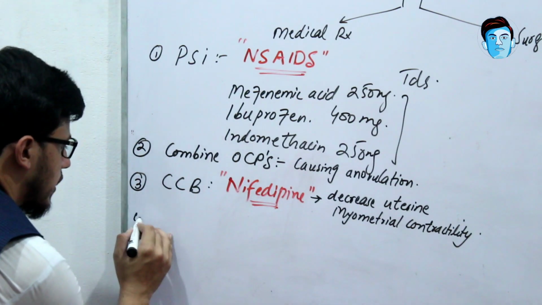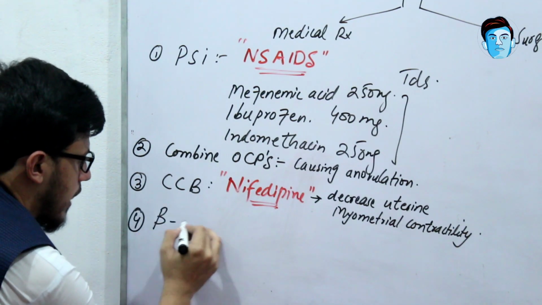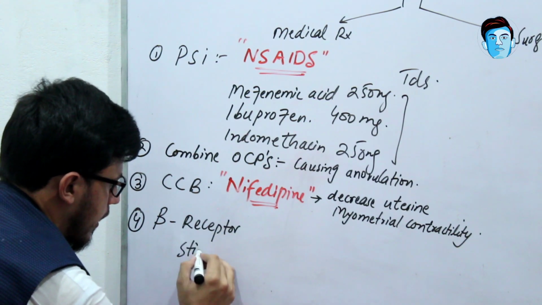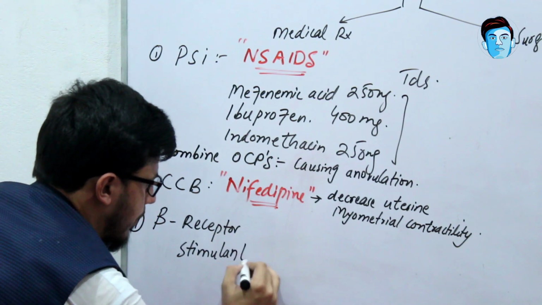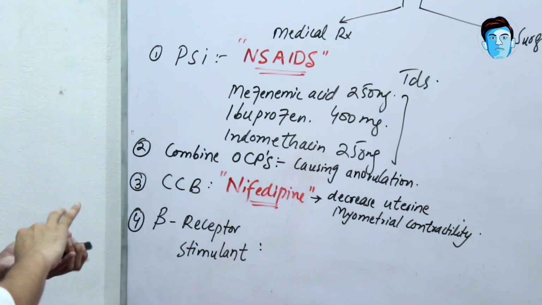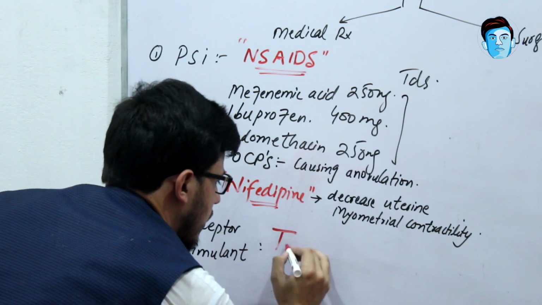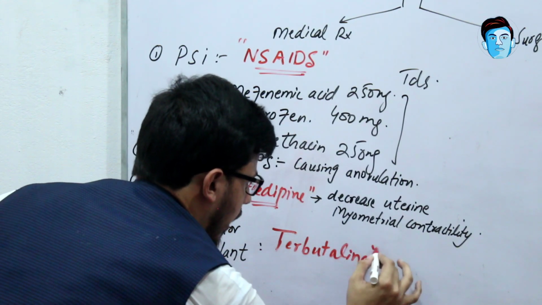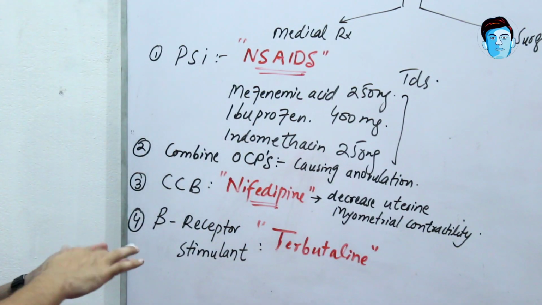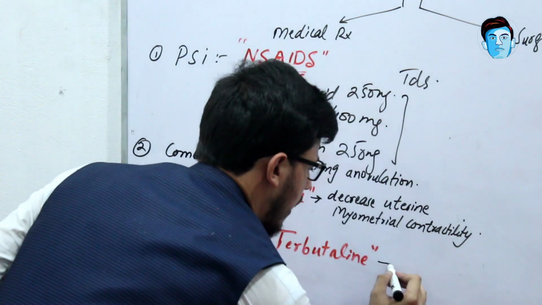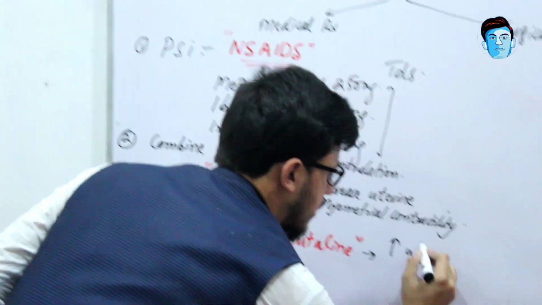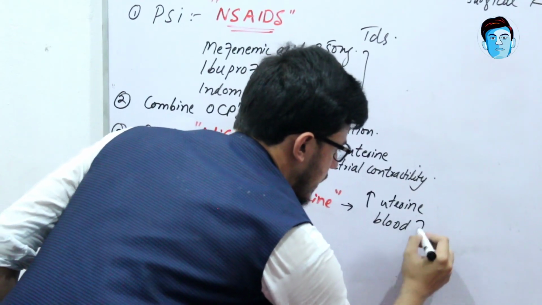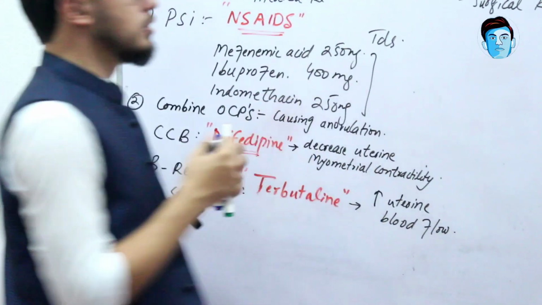Another option is beta receptor stimulant. Out of beta receptor stimulants, you have to give terbutaline. And actually what terbutaline does is increase the uterine blood flow. So these all are medical approaches to the patients.